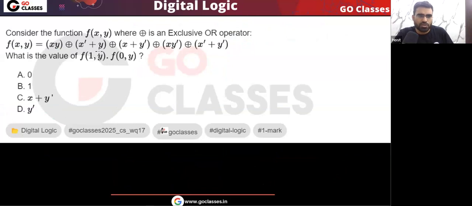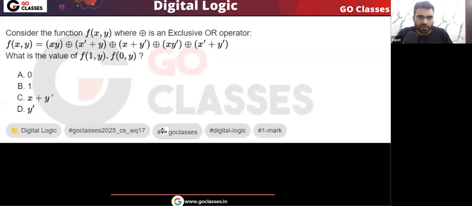Now let's solve this question. Consider the function f(x, y), where this symbol is the exclusive OR operator. f(x, y) is given to you. This is a function on two variables. The question is asking what is f(1, y) and f(0, y). This is the question. Now let's solve it.